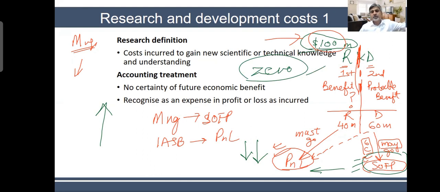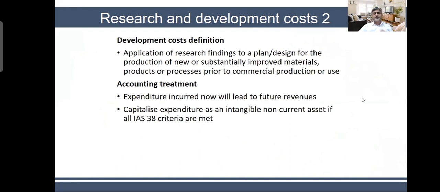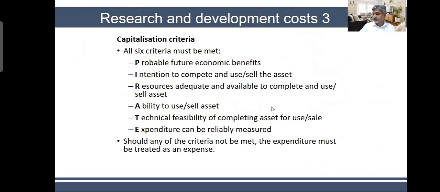Okay, so now we understand the accounting treatment. Research expenditure is recognized as an expense in profit or loss as incurred, so it goes to the P&L. Research is clear. If we speak about development expenditure, like I told you, it has 6 conditions. You must meet those 6 conditions to take it to your statement of financial position. And what are those 6 conditions? You can remember them with the acronym PIRATE, P-I-R-A-T-E. The first is probable future economic benefit, because if it is not probable, then it is not an asset, and if it is not an asset, then no capitalization.